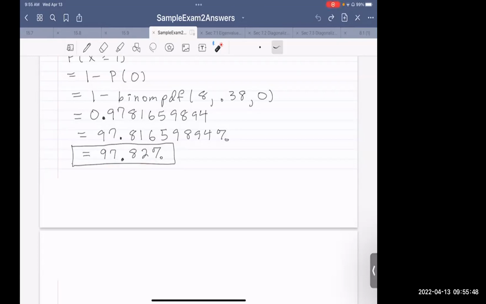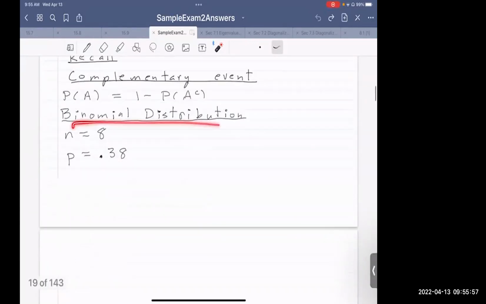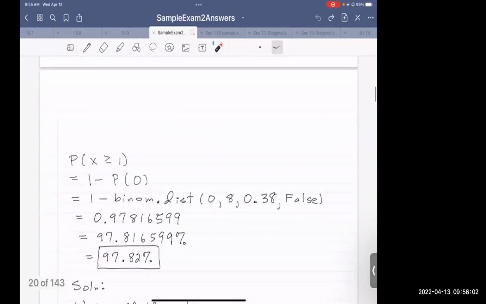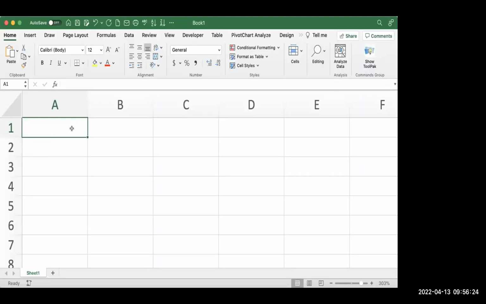Well, we can also use Excel. So let's use Excel. So again, we'll be doing the complementary event. We have a binomial distribution with n equal 8, p equal 0.38. I want to find the probability x is greater than or equal to 1. So let's find 1 minus the probability x is 0. So 1 minus binom dist 0, comma 8, comma 0.38, comma false. And so let me use my Excel to calculate this.